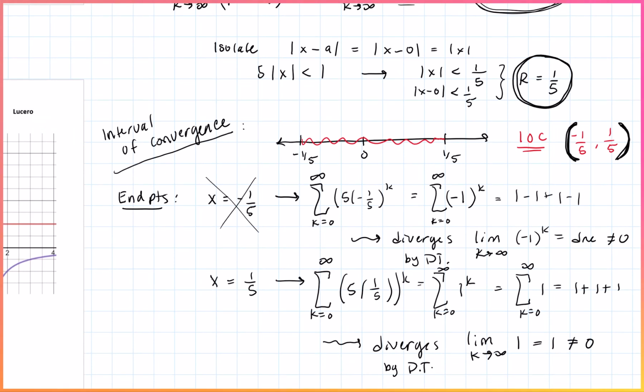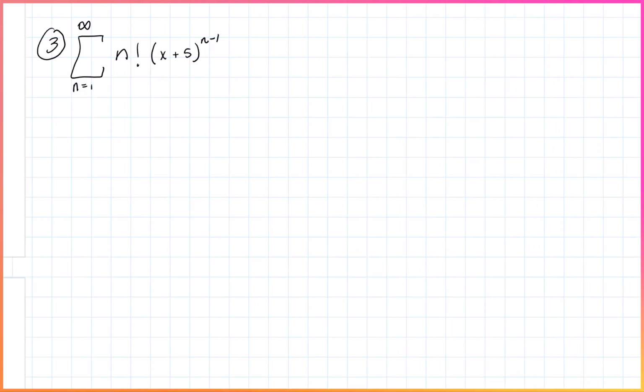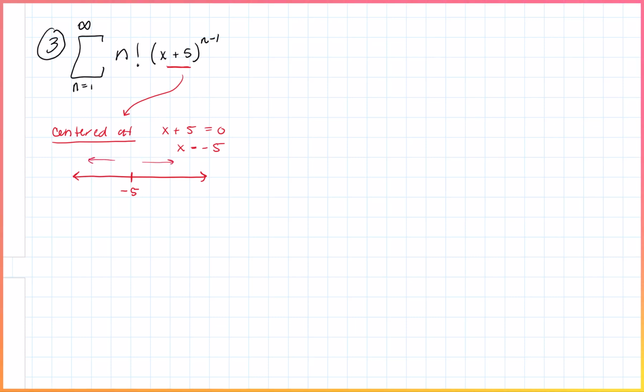Okay, let's end this video with just one more example. Here we've got the series from n equals 1 to infinity of n factorial times x plus 5 to the n minus 1. First things first, let's figure out where we are centered. In this case, when does x plus 5 equal 0? That's when x equals negative 5. So we are centered at negative 5. And we need to figure out how far we can go from negative 5 and still have convergence in this series.